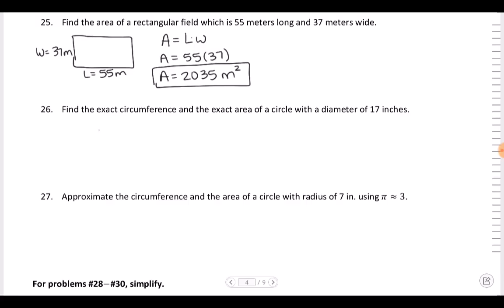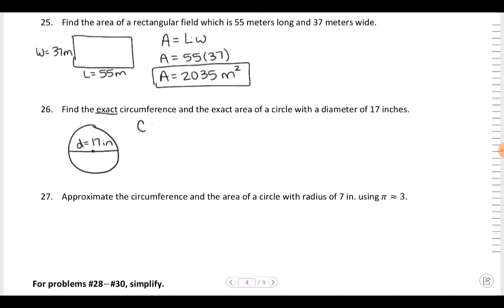Okay. Find the exact circumference and the exact area of a circle with a diameter of 17 inches. Okay, so we are going to draw a circle here. And diameter means it's the distance all the way across the circle that goes through the center. And so this is your diameter, and it tells me that it is 17 inches. So we want to find circumference, and it says exact. Exact means leave pi in your answer.